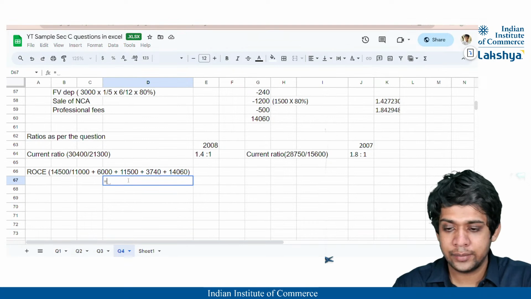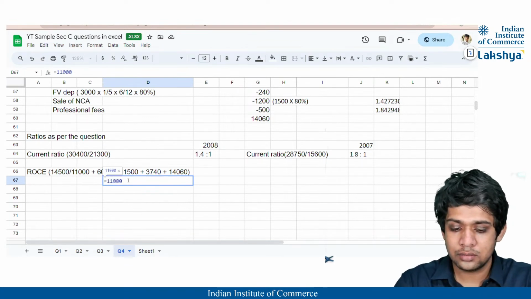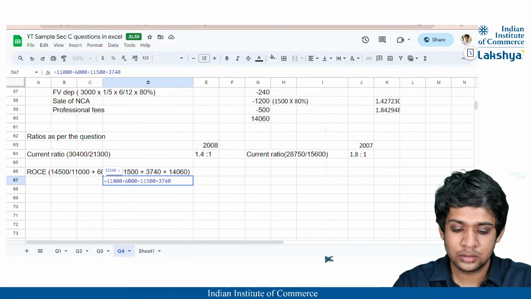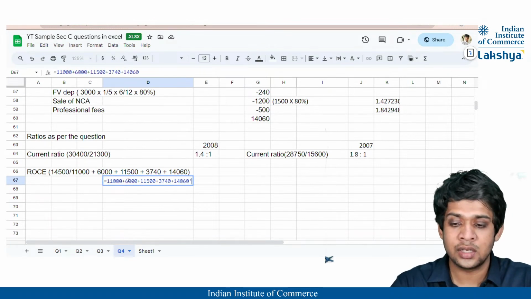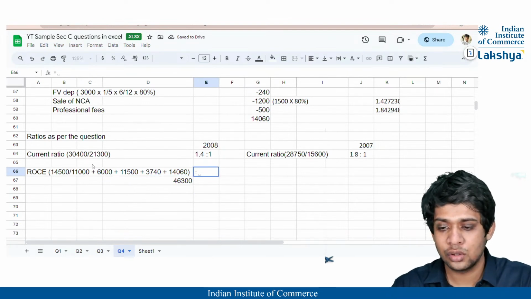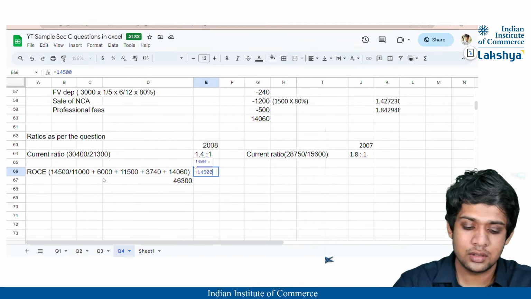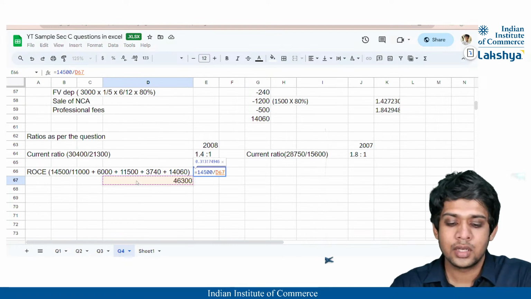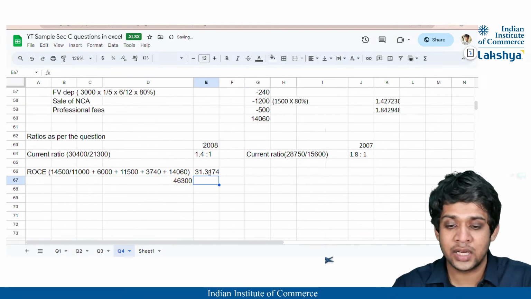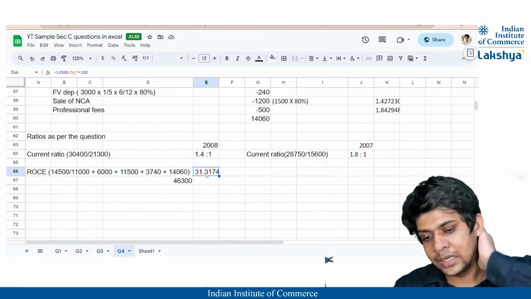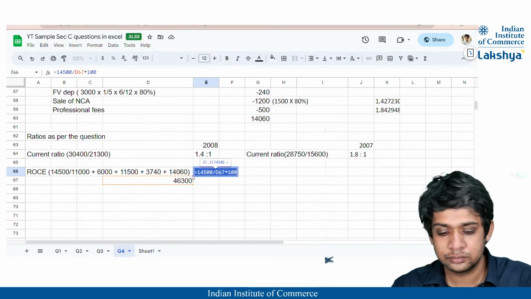पहले तो इसका टोटल कर लेते हैं। 11,000 प्लस 6,000 प्लस 11,500 प्लस 3,740 प्लस 14,060, 46,300, राइट? सो 14,500 डिवाइड बाय 46,300 इंटू 100 करेंगे तो हमें आ जाएगा 31.31%. ओके, I'll take it as 31.3%.